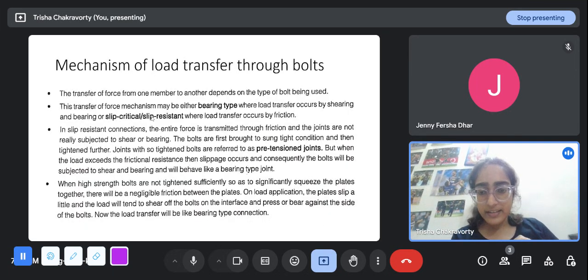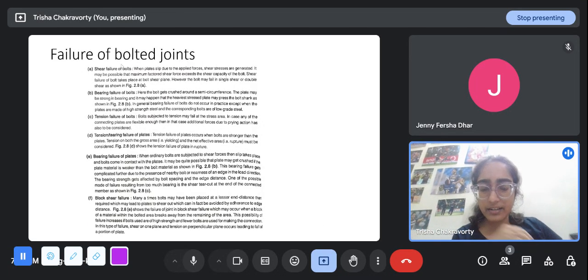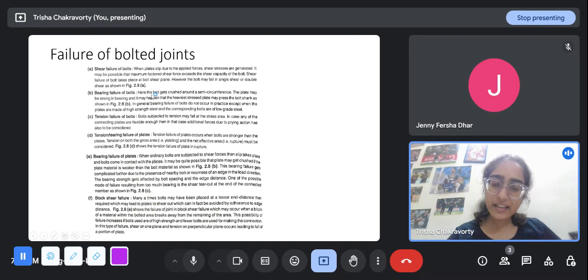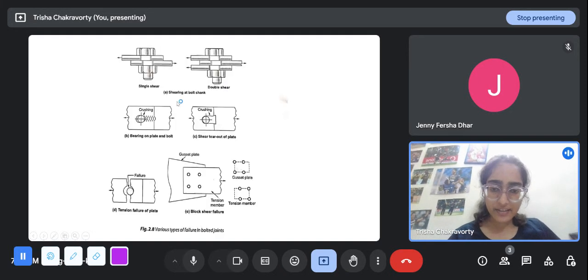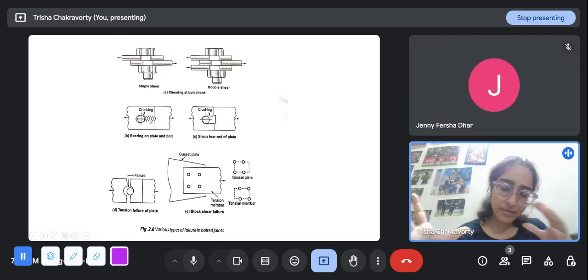So generally the bolt is of a higher grade steel than the plate. It is the plate that gets crushed. See, here this is the bolt, and the bolt is pushing against the bolt hole, and since the plate is made of a weaker material, it is the plate that is crushing. This is the bearing on plate and bolt. This is how the plate is being crushed, or it is undergoing a bearing failure.